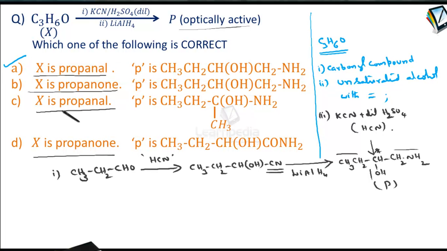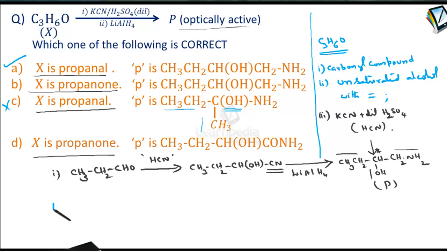Then even in C we have X is propanal, but here CH3CH2COH is given, and CH3NH2. So we have one ethyl group, one methyl group, whereas here we got one ethyl group, there is no methyl group. So therefore C is wrong.